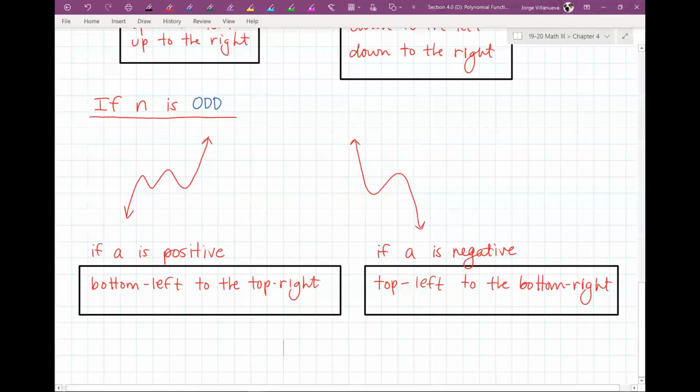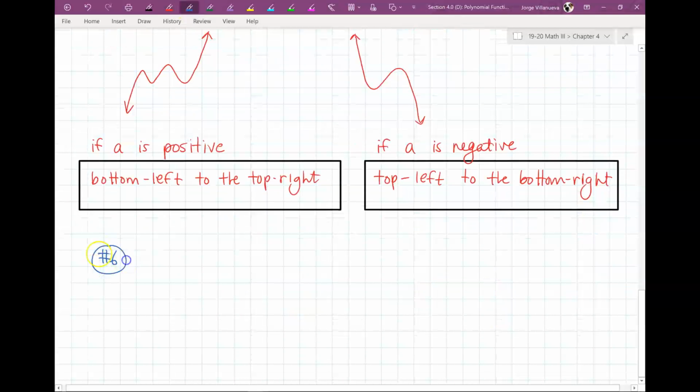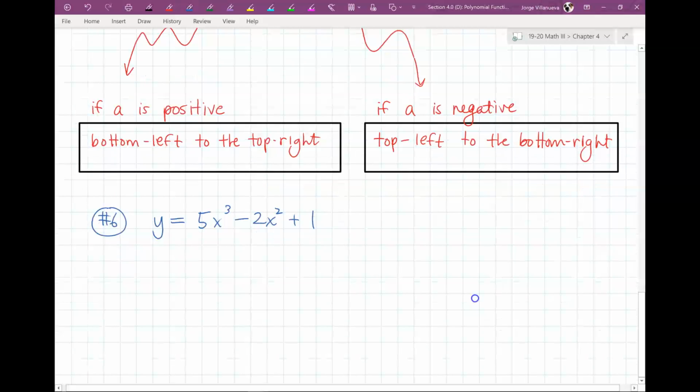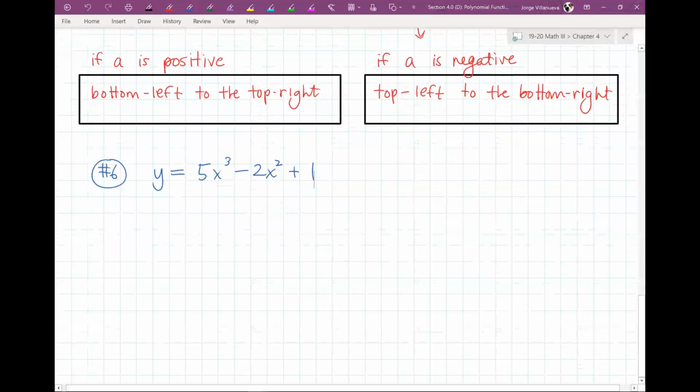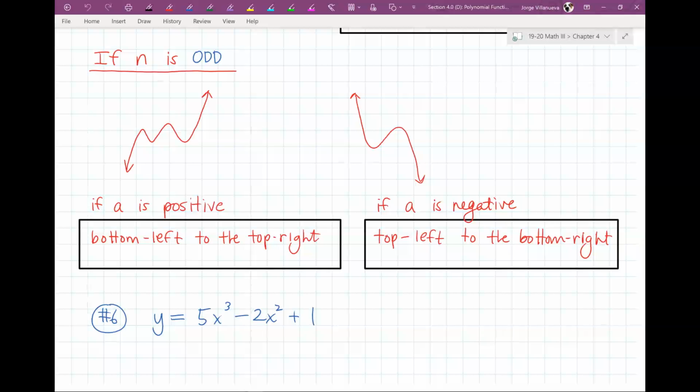So let's look at number 6. Let's do one that's kind of easy, and then we'll go to one that we got to move around. So number 6 is y equal to 5x cubed minus 2x squared plus 1. You should notice that number 6 is already in standard form. What is the highest power on it? A 3. And 3 is even or odd? Odd. So I'm going to go back to my notes and I'm going to say, okay, odd. If n is odd, okay, great. What is the A term? What's the number in front of the highest power?